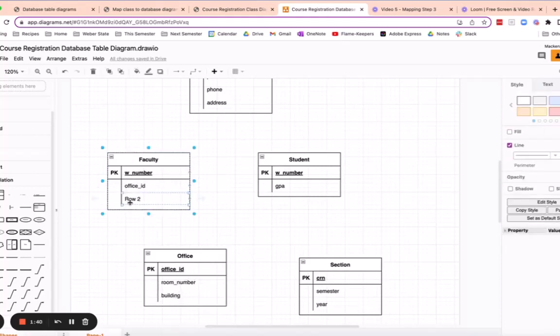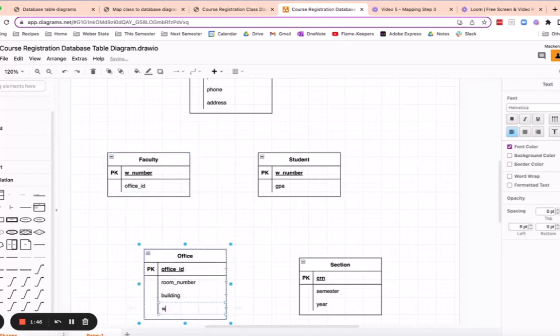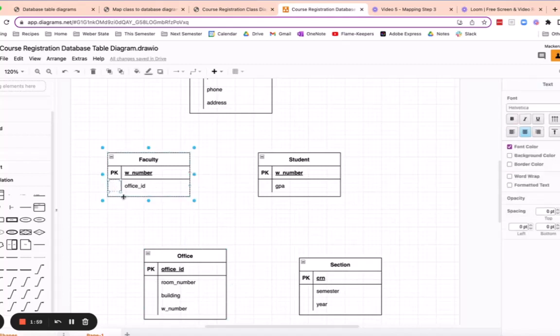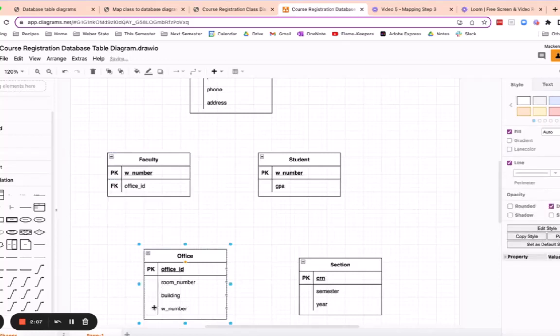So I'm actually just going to see if I can do this. See if I can be tricky and grab this one and pull it down here. All right. So this one is going to have a W number foreign key. So we've just added the primary key of office into faculty and the primary key of faculty into office. We need to make sure that they're specified as such. So I'm going to say FK and I'm going to make it bold here just like my primary key. And I'll do the same thing here.